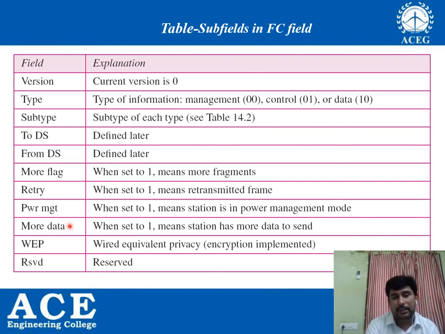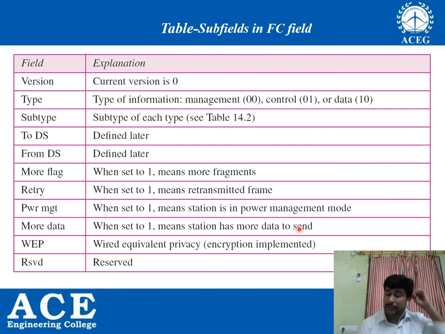And more data, which is the next subfield, when set to 1, means the station has more data to send. What does it mean? Suppose I have 4000 bytes, but I can send only 0 to 2312 bytes. So what happens? I have to divide it into 2 frames. In the first frame I can send 2312 bytes, and the remaining I have to send in the next frame. So there you will set this bit as 1, indicating there are more frames and more data has to be sent. And WEP stands for wired equivalent privacy, an encryption method implemented. And RSVD stands for reserved.